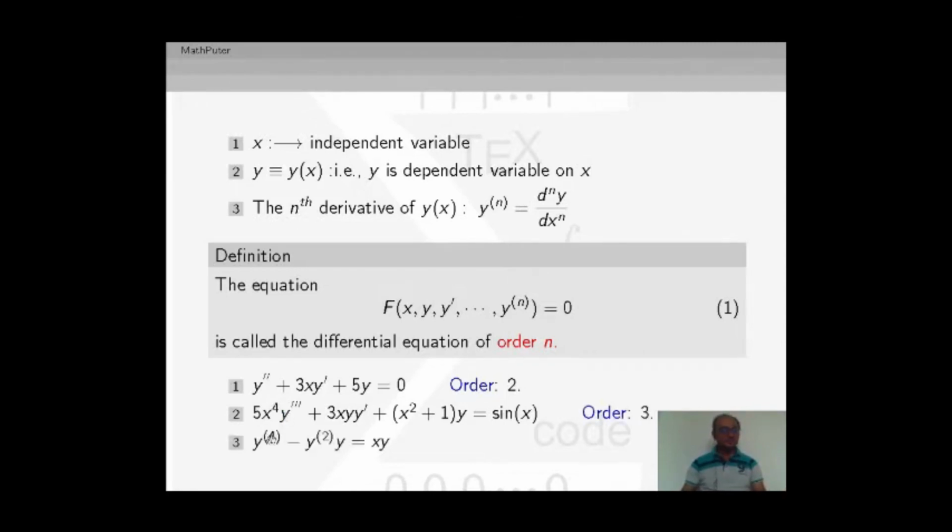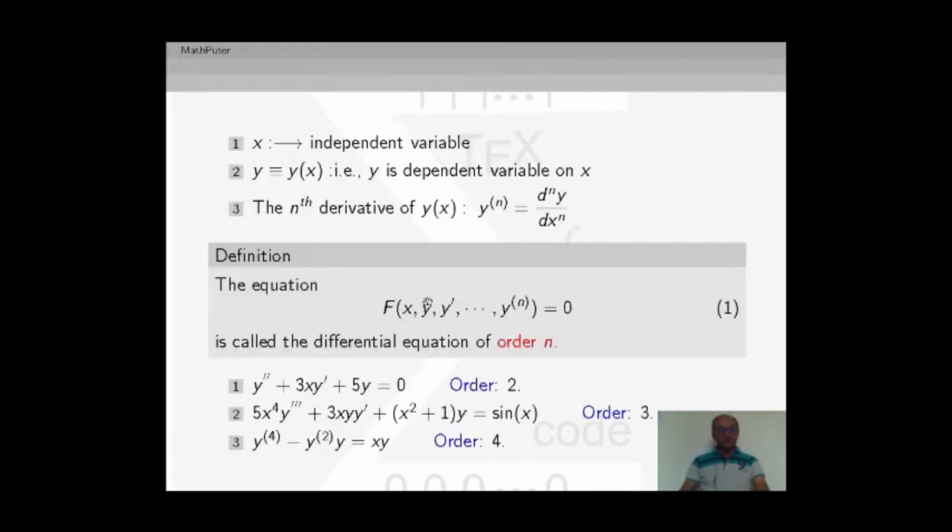The next example is y raised to (4), in the bracket I have written 4. That means this is the fourth derivative of y, minus y into the second derivative of y, equal to xy. So obviously the order of this differential equation is 4.